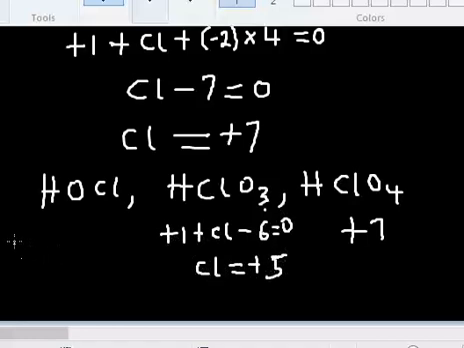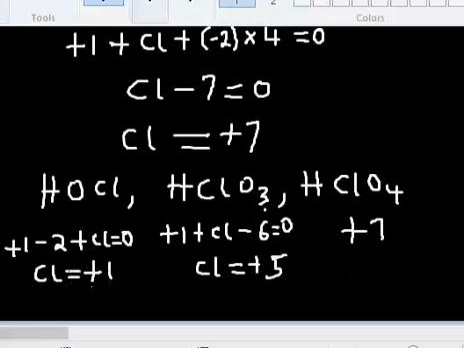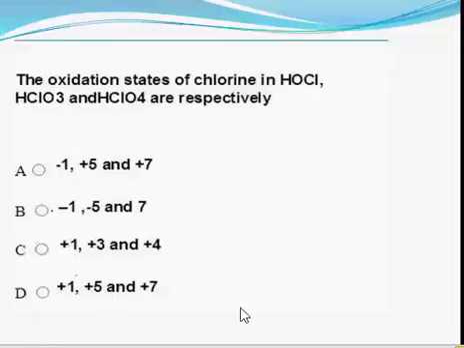Then this one here, the same +1, right? Okay, so this is going to be plus 1, right? Of course, minus 2 plus Cl is equal to 0. Okay, so this minus 1, then Cl now is going to be equal to plus 1. Plus 1, plus 5, plus 7, that is our answer.